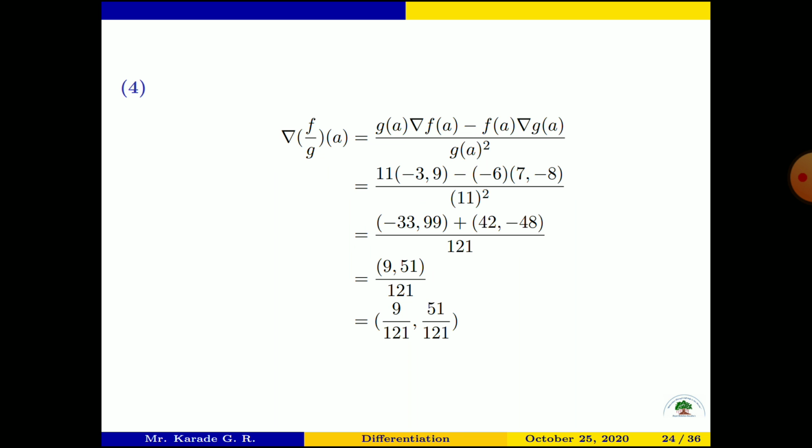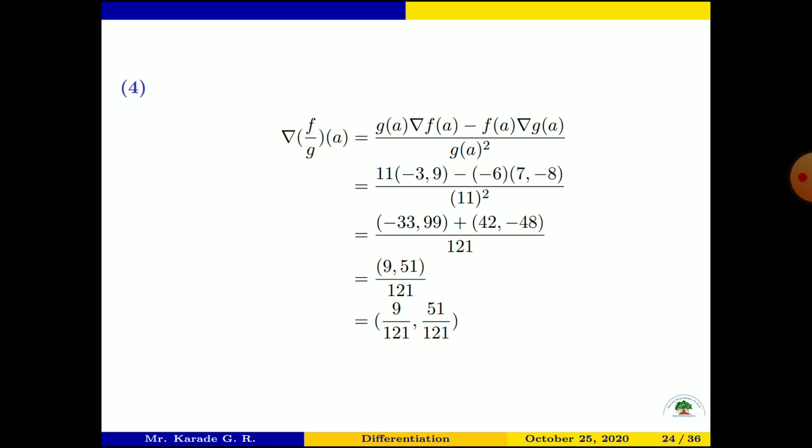So we put the values of all these gradients and the values of these functions in this quotient. So it is equal to 11 into vector minus 3 comma 9 minus minus 6 into vector 7 comma minus 8, whole divided by 11 square. It is equal to minus 33 comma 99 plus 42 comma minus 48, whole divided by 121.